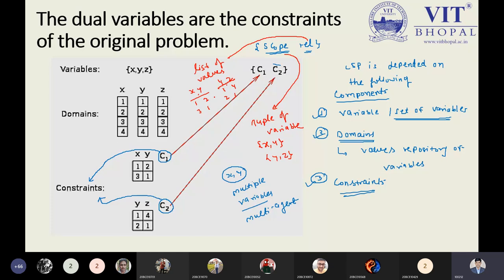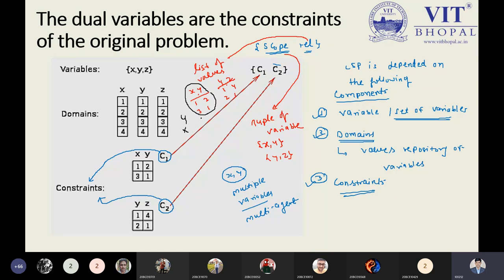Can we take the 4 values? Just tell me right now. If I'm choosing these two variables, can we take the 4 values? No. The 4 value I can't take, because that is not a part of its list of values.